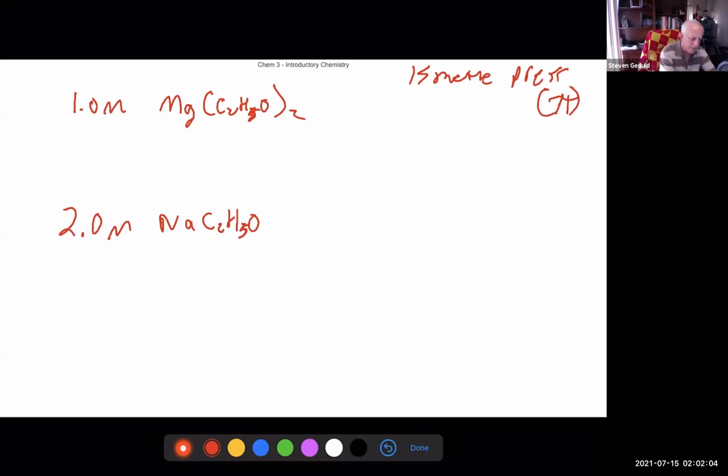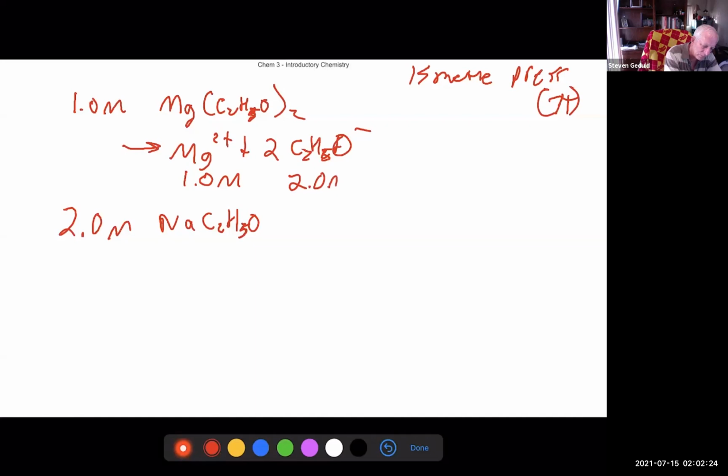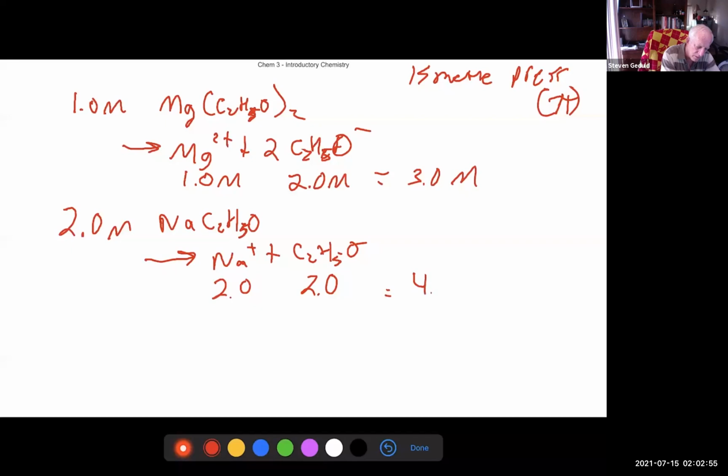Okay. So magnesium acetate breaks into Mg2+ plus two acetate, C2H3O2 negative. So this is 1 molar and this is 2 molar. That gives you a total of 3.0 molar of ions in solution. That's your ion concentration. Sodium acetate gives you one sodium and one acetate. So this one is 2 molar and this is 2 molar. That gives you 4.0 molar.